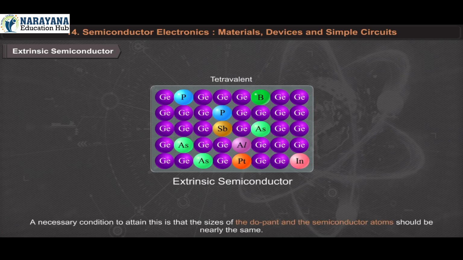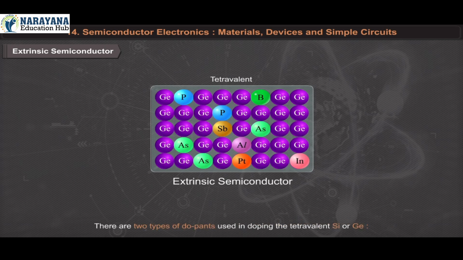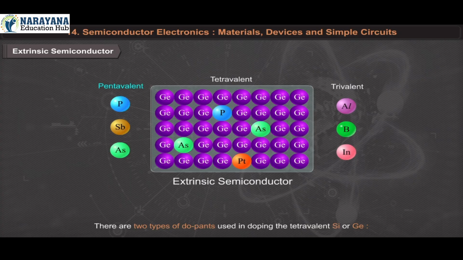A necessary condition to attain this is that the sizes of the dopant and the semiconductor atoms should be nearly the same. There are two types of dopants used in doping the tetravalent silicon or germanium. Number 1, pentavalent, that is valency 5: arsenic (As), antimony (Sb), phosphorus (P), etc. Number 2, trivalent, that is valency 3: indium (In), boron (B), aluminium (Al), etc.